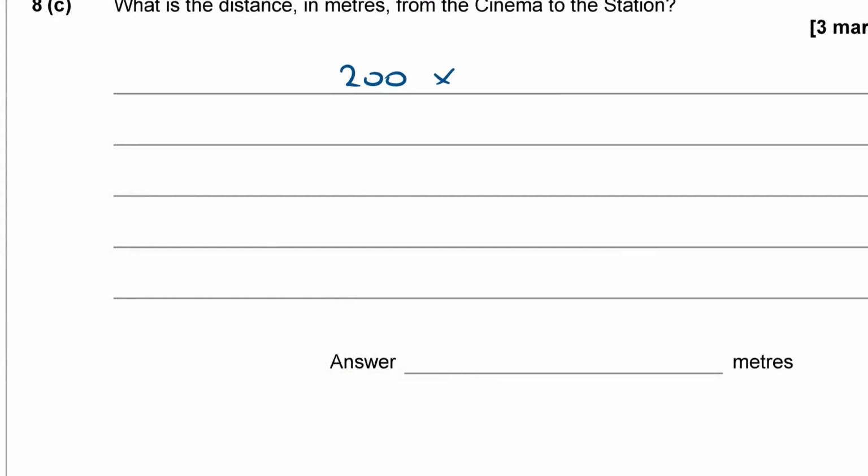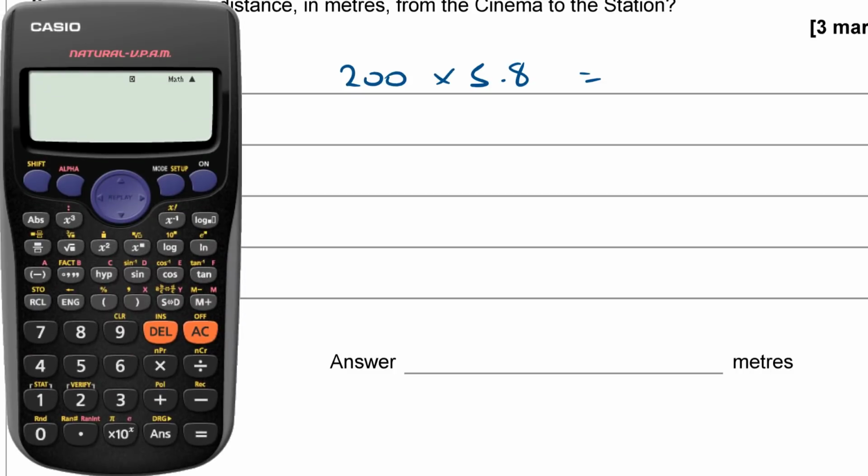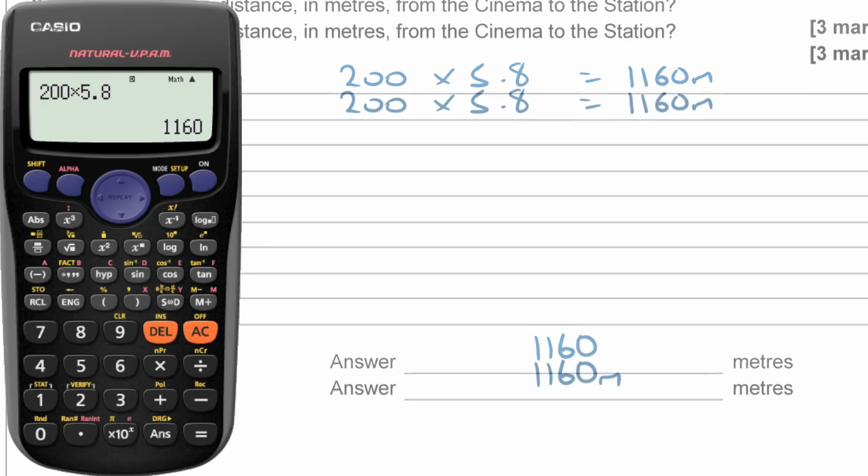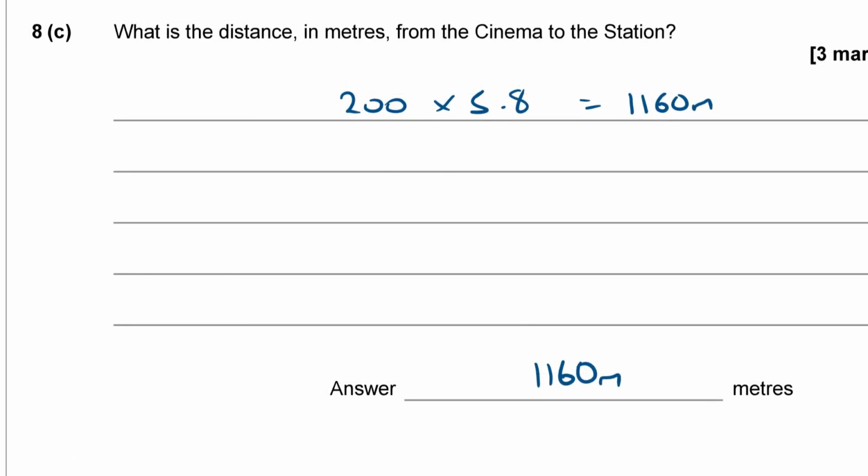So 200 times 5.8, what's that equal to? Let's reach for the calculator. 200 times 5.8, that gives me 1,160. 1,160 meters, so that's my answer. There's probably a little bit of leeway either side. Probably you're allowed anything from about 1120 up to 1200, I'd imagine, but I made it 5.8, which is 1160.